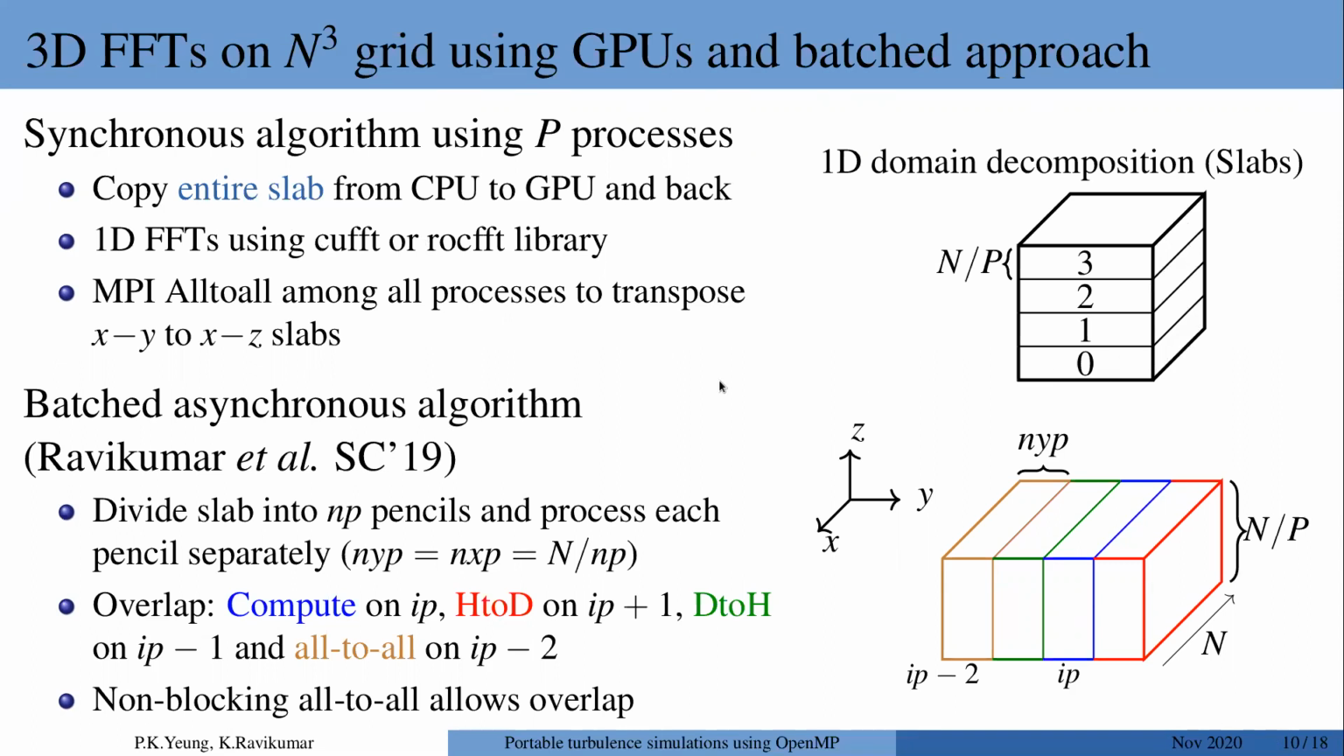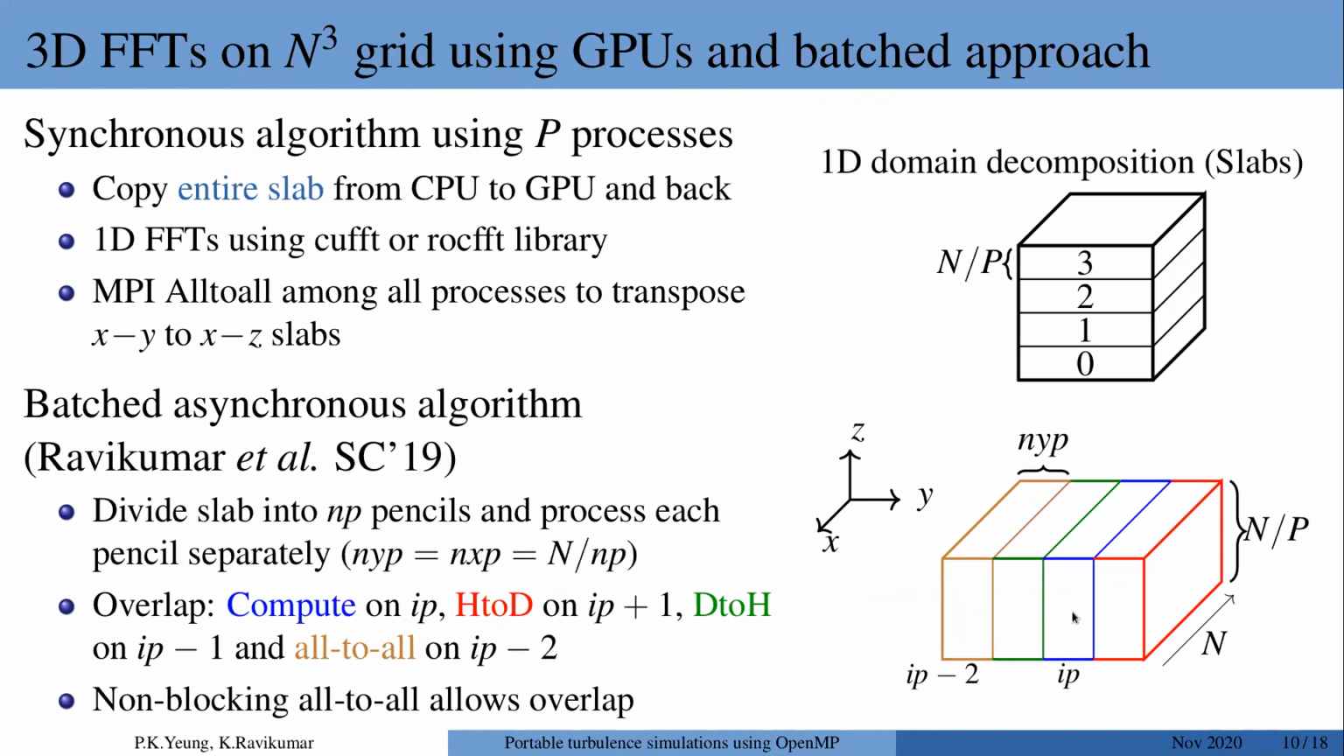So to overcome these limitations, we have come up with a new batched asynchronous algorithm that we presented at the Supercomputing 2019 conference last year. In that approach, what we do is we divide the slab that each process holds into multiple pencils and process each pencil separately on the GPU, where different operations can be taking place on different pencils, and they can also be overlapping each other.